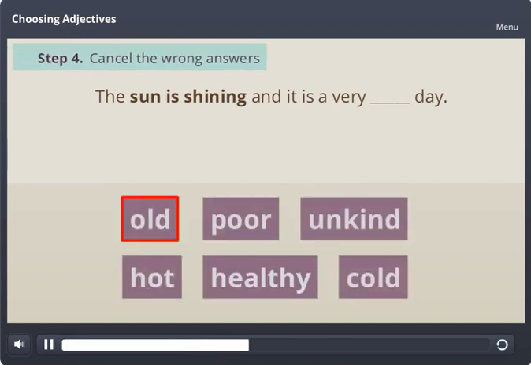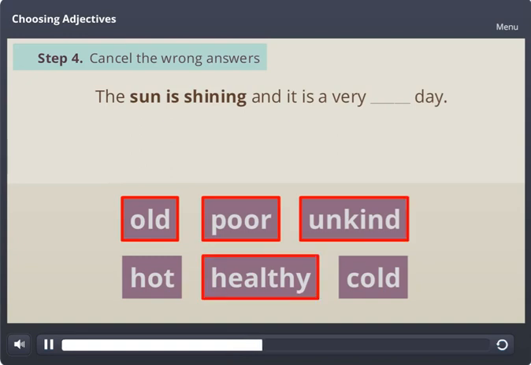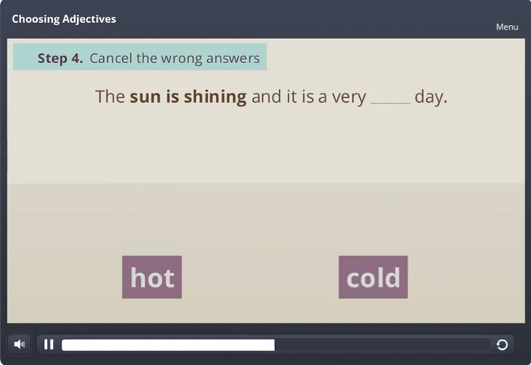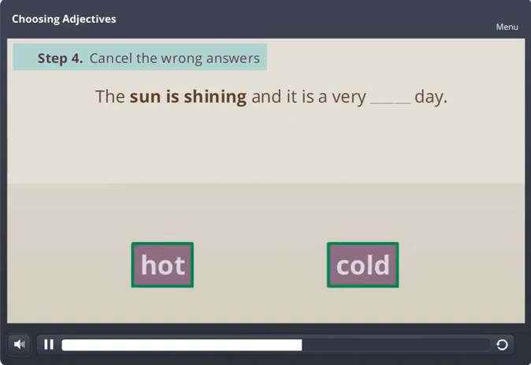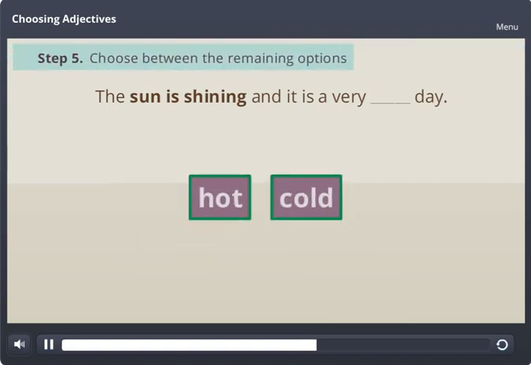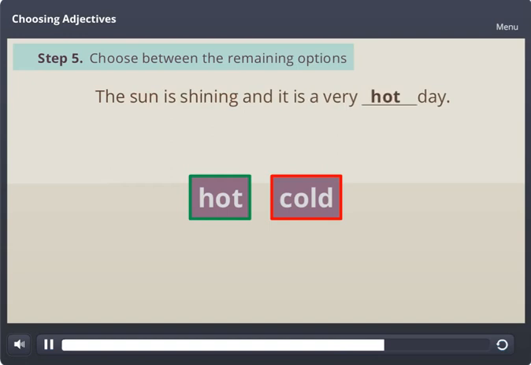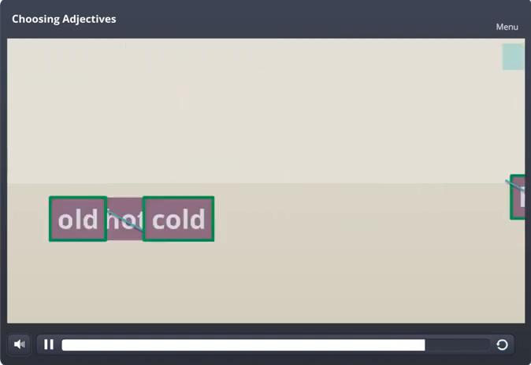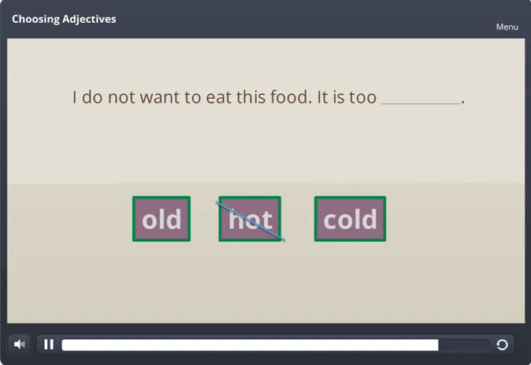A day cannot be old, poor, unkind. Now we are choosing between the words cold, and the others. The clue: if the sun is shining, we can guess that the correct adjective for this day is the one that fits. We have used it, so we can cancel it completely from the box. Let's return to example 1.